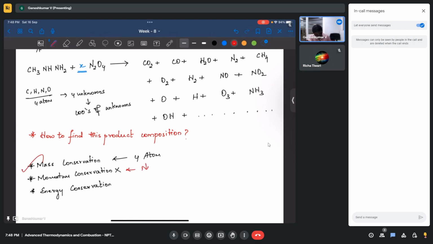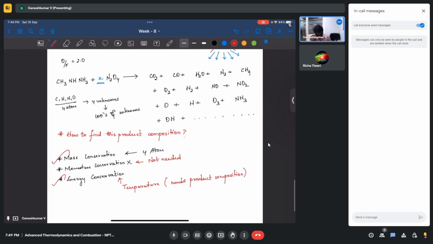Momentum conservation is not needed because it is not useful in this present scenario. We are not interested in how it moves, right? What is left is energy conservation. But in energy conservation, what we find is temperature. To find the temperature you need the product composition. This temperature is nothing but the adiabatic flame temperature, right? So to find the adiabatic flame temperature, you need the product composition.